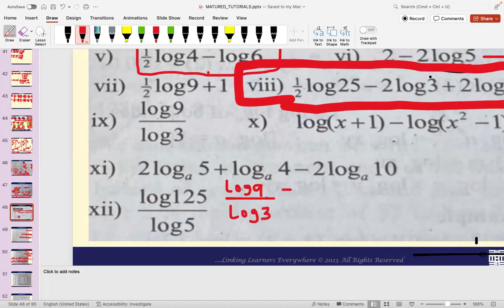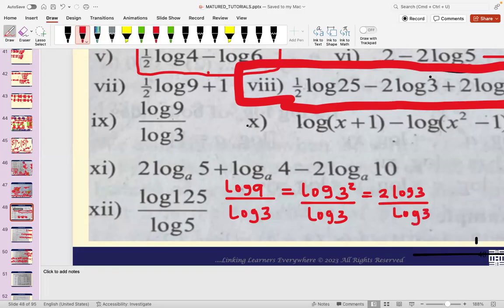All we do is that we can see that this 9, we can break it to 3. So it's the same as log 3 squared divided by log 3. And we said when logs meet like this, we don't entertain powers. So we use the third law to send this power to the back of the log. So this will become 2 log 3 divided by log 3.